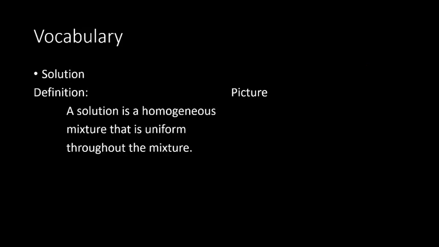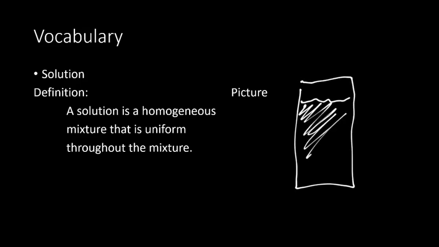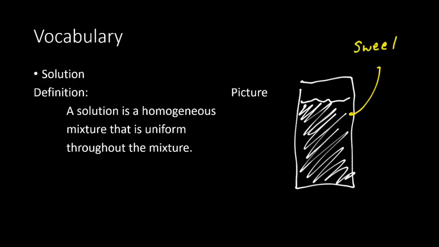Then the last one is solution, which we've talked about in passing a couple of times, but here's where we get really official with it. We've got a homogeneous mixture, uniform throughout the mixture. And so solution is really a synonym for the word homogeneous mixture. And so if we are looking at the sweet tea, then that's going to be the whole mixture here. So sweet tea would be our solution.